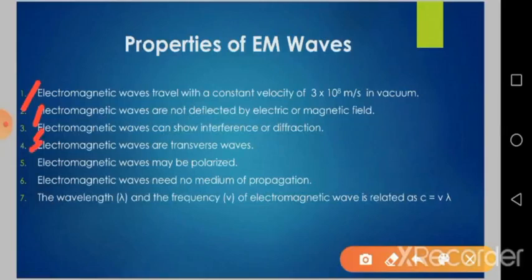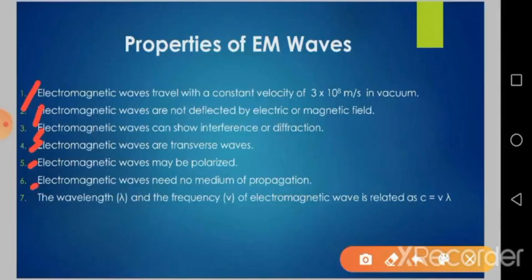Number four, electromagnetic waves are transverse waves. Number five, electromagnetic waves may be polarized. These oscillations due to the electric field as well as the magnetic field can be made polarized, that is, their orientation can be made into a particular direction. So it is called polarization.